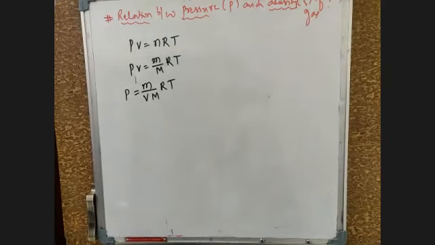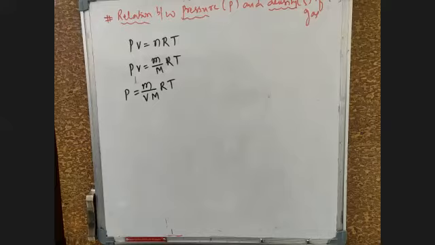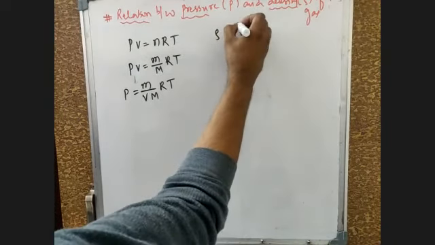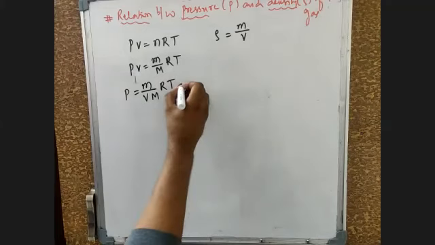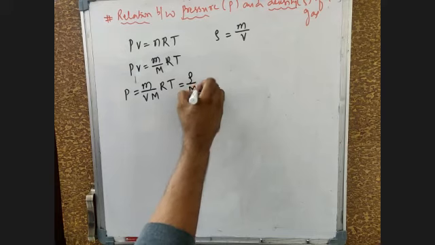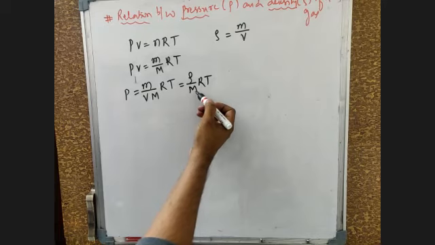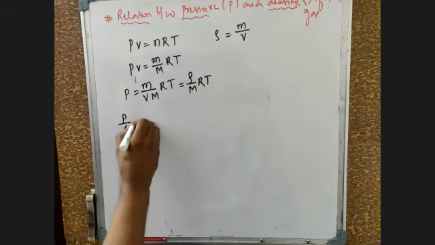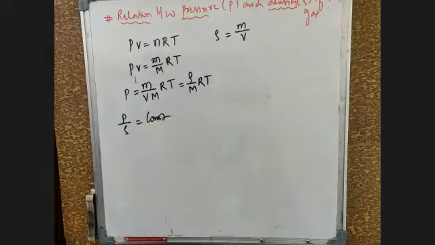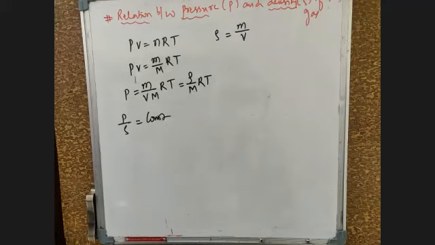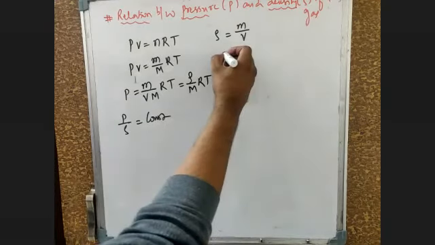Mass by volume is what? Density. Density is equal to mass by volume. That means this will become rho by capital M into R into T. R is a constant, T is a constant, M is a constant. So I can write here P by rho is equal to a constant. That means if I'm writing the relation, density is inversely proportional to volume.